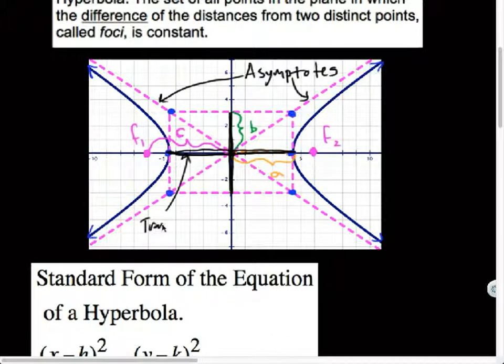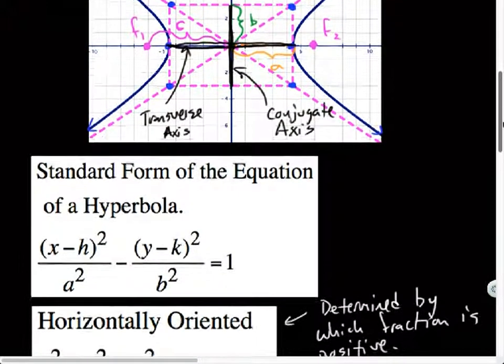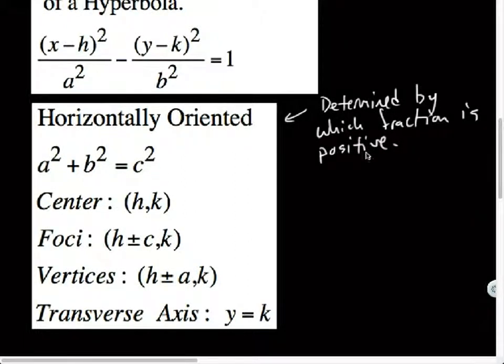So I'll write this as transverse and this as the conjugate axis. So lots of little vocabulary words and terms flying around here. The transverse axis, the conjugate axis, like so. And the endpoints of the transverse axis, as you can see, are the vertices. Good. So the equation of the transverse axis is y equals k in the case of a horizontal hyperbola.